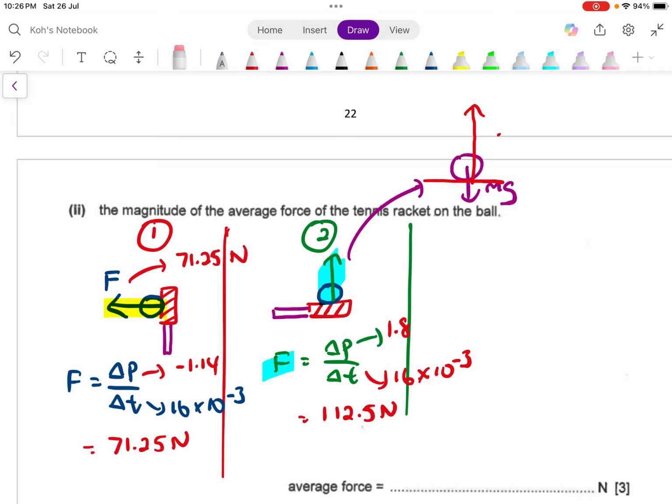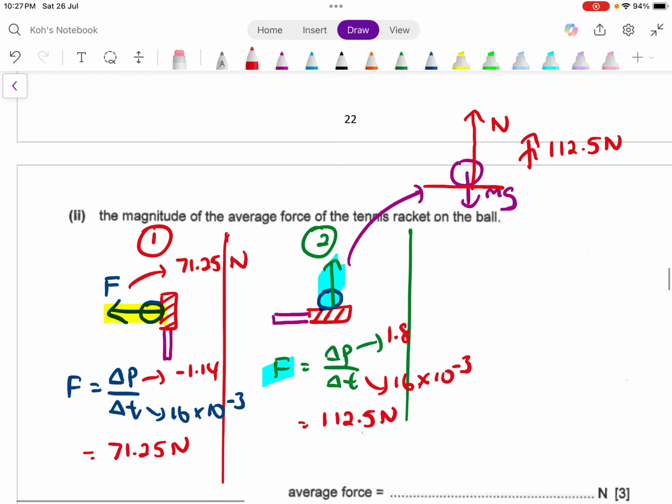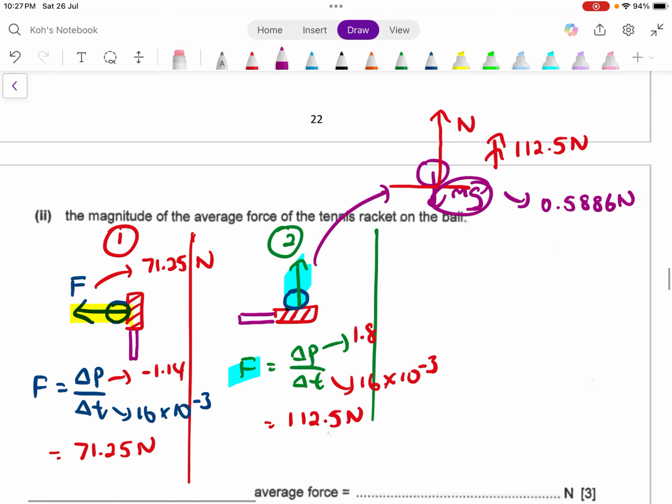Maybe I just call it N. So of course my resultant force is upward, 112.5 Newton. Now we know that the mass itself is about 0.06. I simply calculate what is the weight first. So the weight itself is about 0.06 multiplied by 9.81, so about, give or take, 0.5886 Newton. So quite small to be frank.